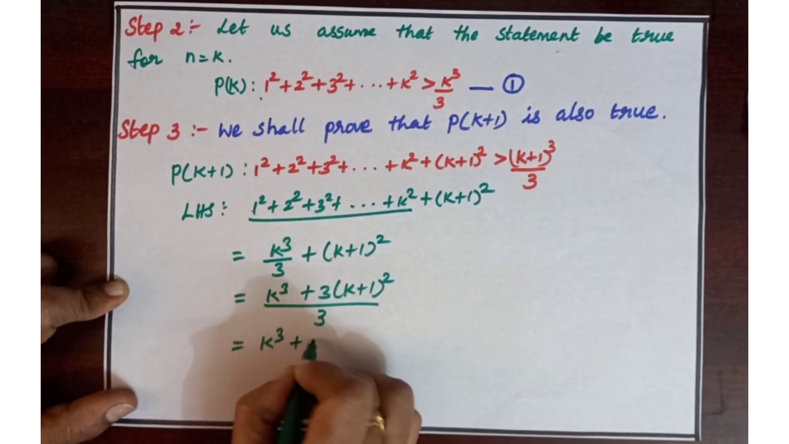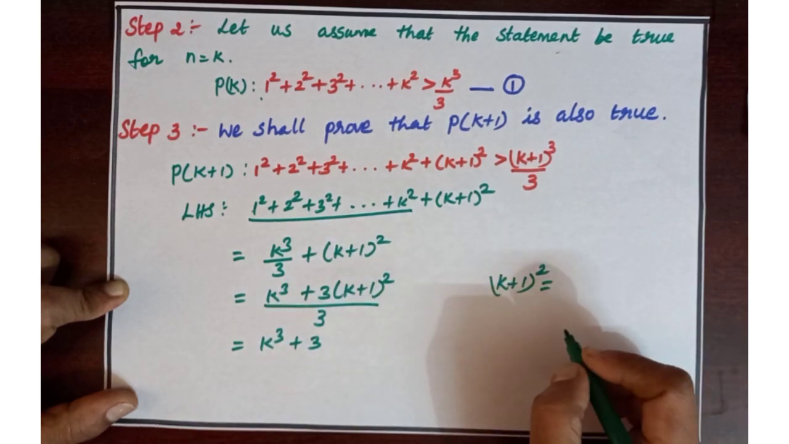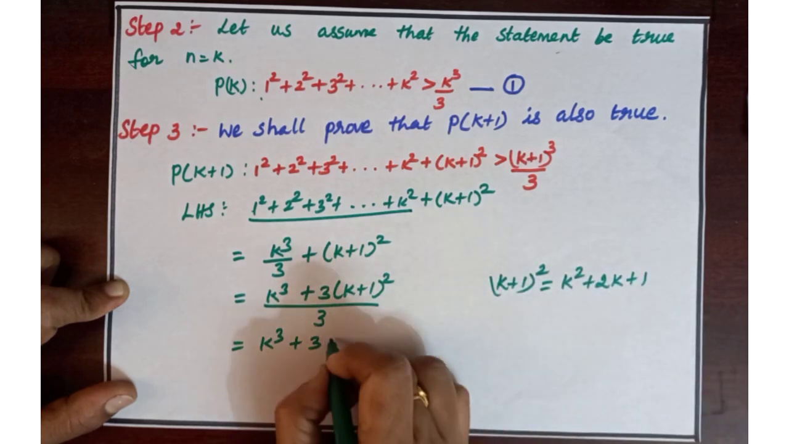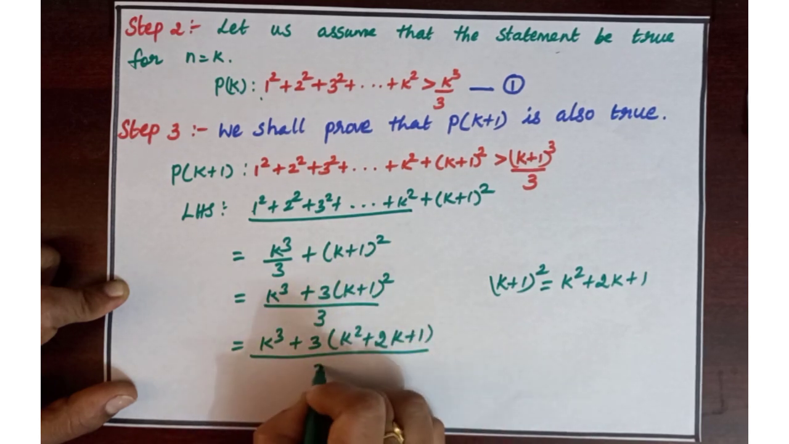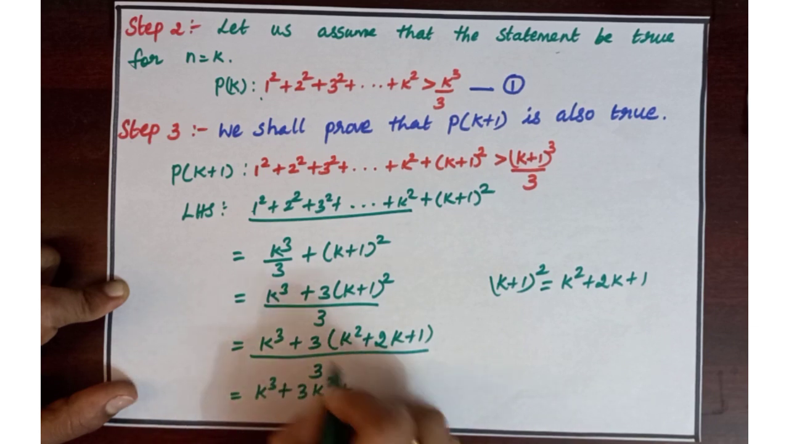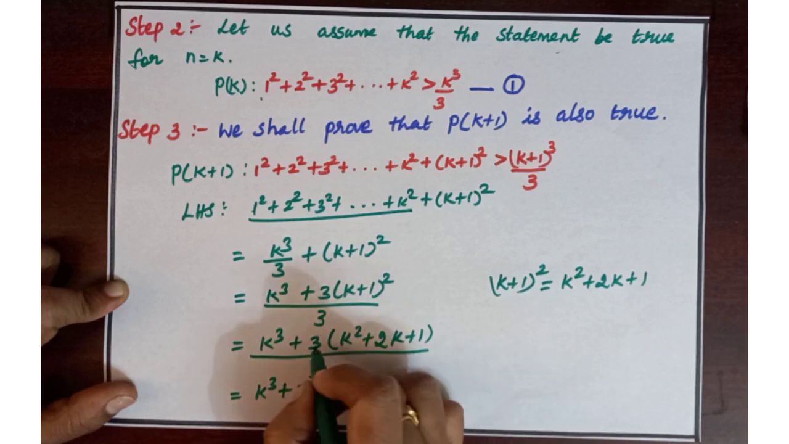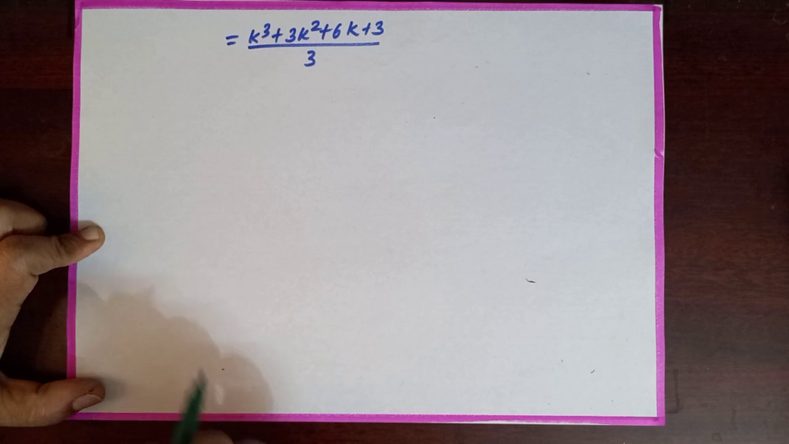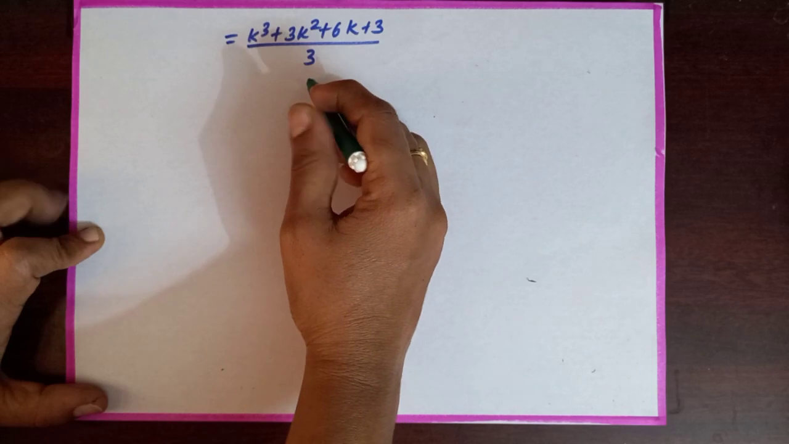K cube plus 3. I am going to expand (k plus 1) the whole square by using the identity (a plus b) the whole square. Then we get k square plus 2k plus 1. So 3 into (k square plus 2k plus 1) by 3, which is equal to k cube plus 3k square. 3 into k square, 3k square. 3 into 2k is 6k plus 3 into 1 is 3, by 3, which is equal to k cube plus 3k square plus 6k plus 3 by 3.